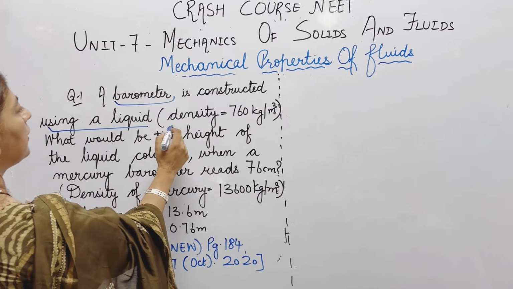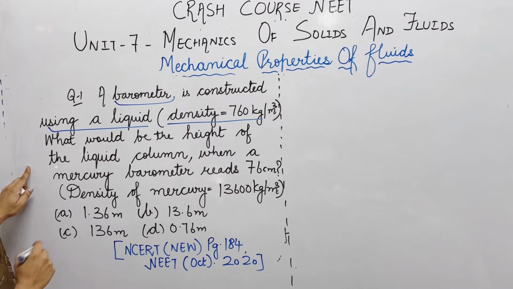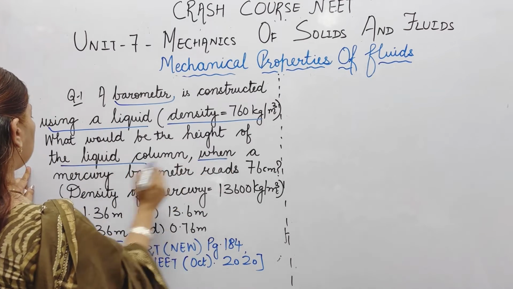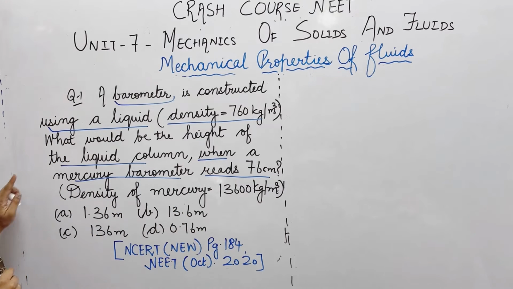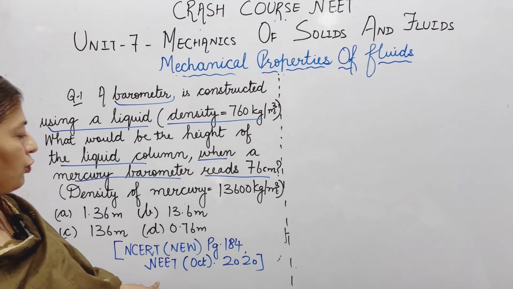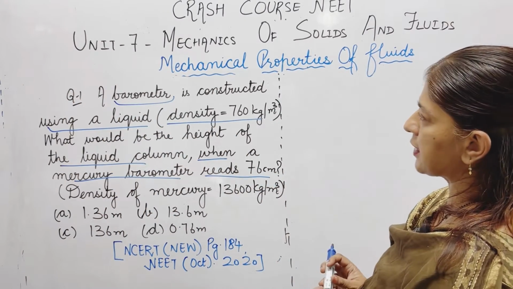Now, the first question on the mechanical properties of fluids is: a barometer is constructed using a liquid and the density is given. What would be the height of the liquid column when a mercury barometer reads 76 centimeter? The density of mercury is given to us, and there are four options mentioned. This question has come in NEET 2020, and this is on page number 184 of the new NCERT.